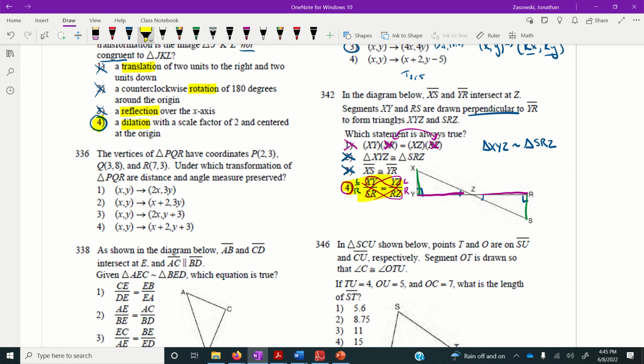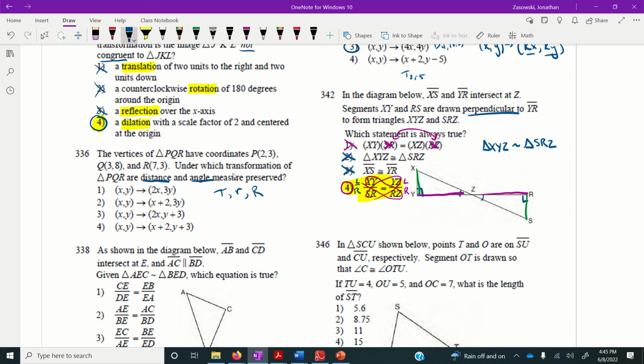All right, let's go back to the left here, number 336. Vertices of the triangle have coordinates that are given. Under which transformation is distance and angle measure preserved? So remember, distance and angle measure is going to be preserved in either a translation, a reflection with a lowercase r, or a rotation with a capital R. All right, dilations are out.